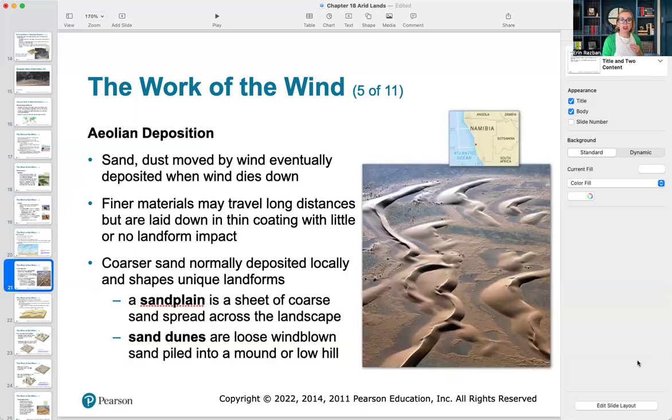Then we have aeolian deposition. When wind velocity decreases, transported materials settle down and create distinctive depositional features. The simplest form is a sand sheet, an amorphous sheet of coarse sand spread across the landscape without a particular shape or significant relief. Think of the sand sheets in parts of Saudi Arabia's desert, where vast flat expanses of sand stretch to the horizon.